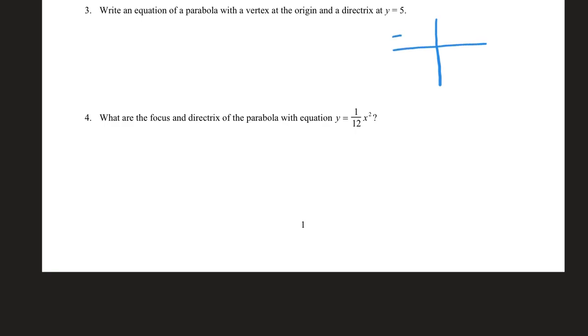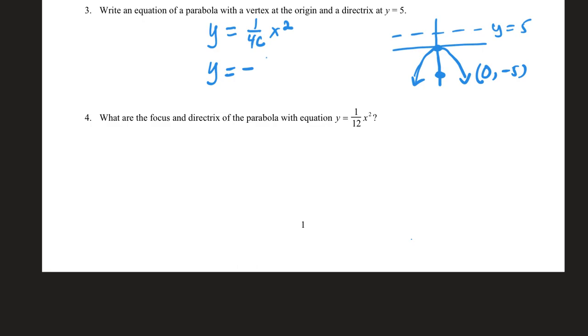So we have, this is y equals 5. This is the vertex. There's a parabola. And that's the focus, which is 0, negative 5. And you know that the equation is y equals 1 over 4c times x squared. So you have y equals negative 1 over 20 x squared, since 4 times c is equal to 4 times negative 5, which gives you negative 20.